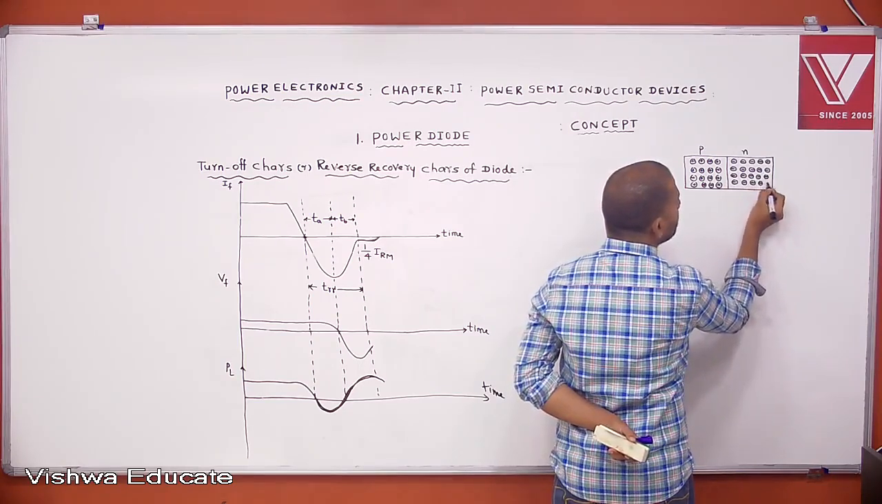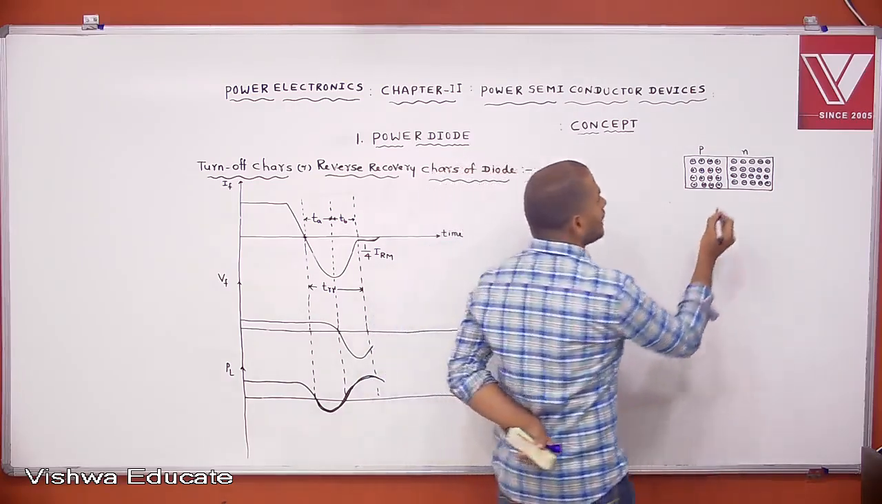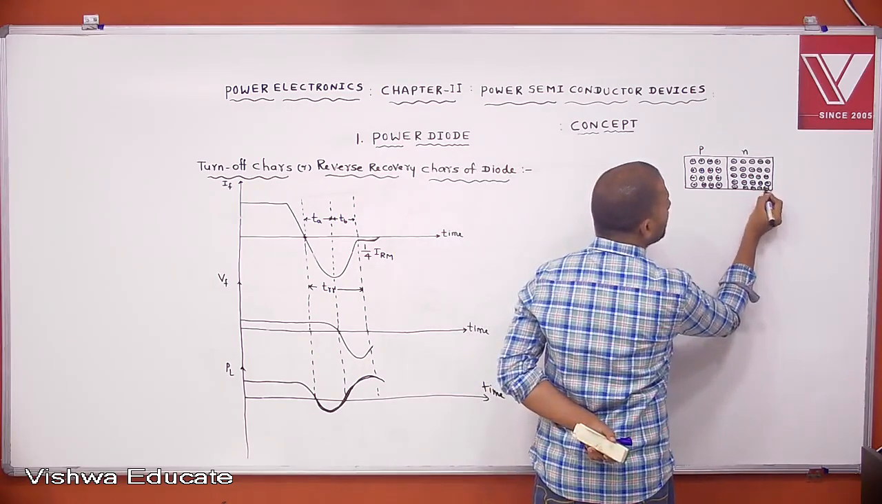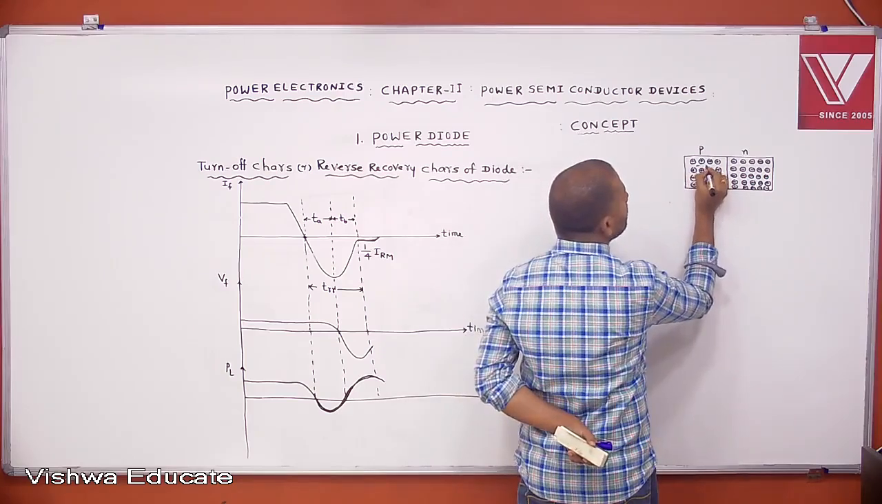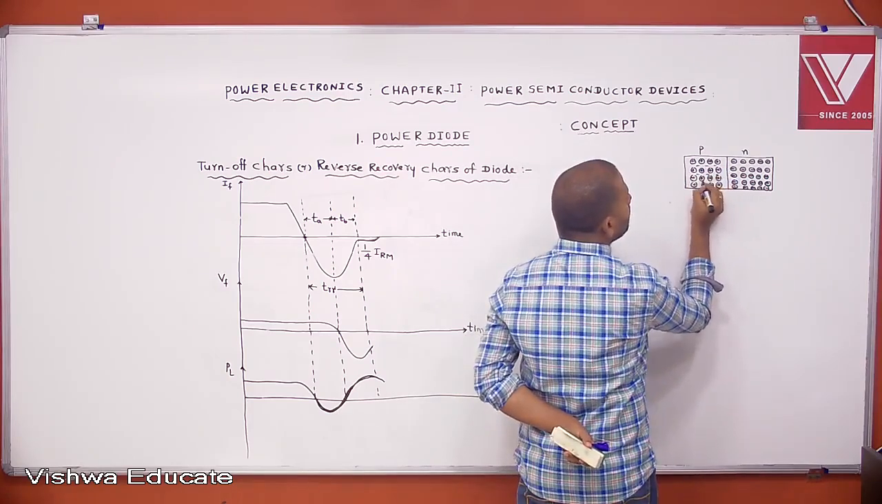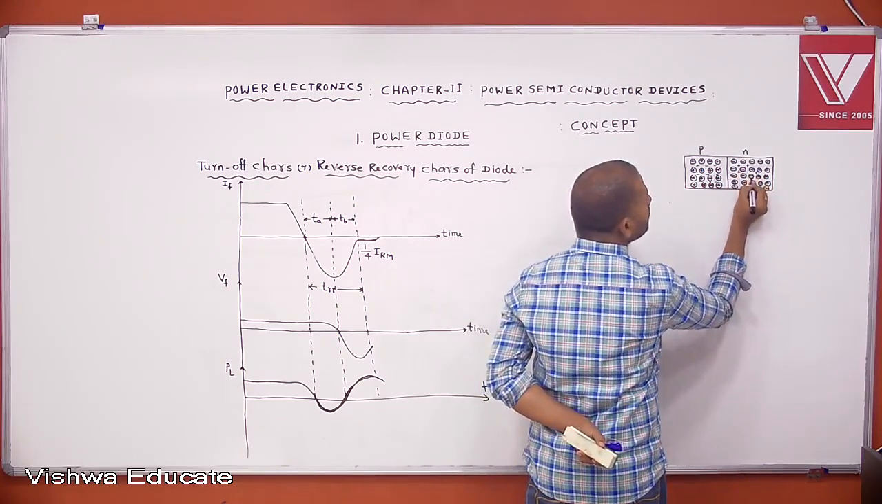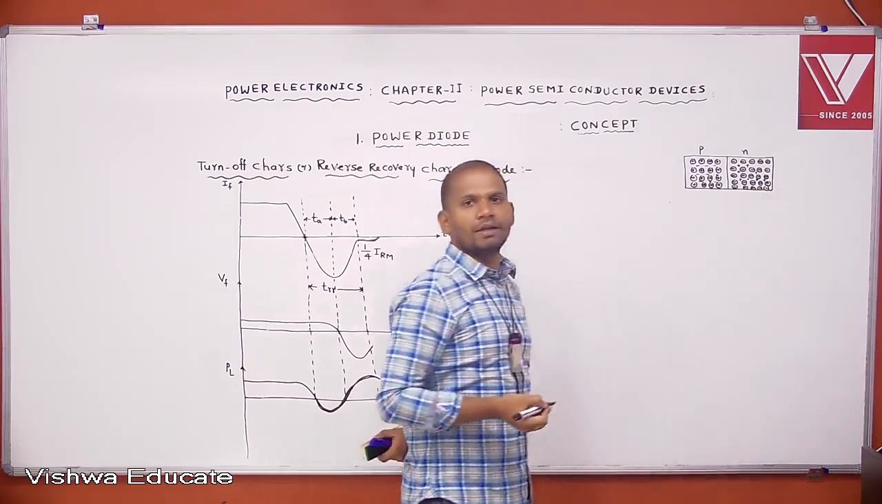Electrons are the majority carriers. In which layer? N layer. Okay. Here which is the minority carrier? Electrons are minority carriers. Which is the minority carrier here? Holes, the positive charges, are minority carriers.